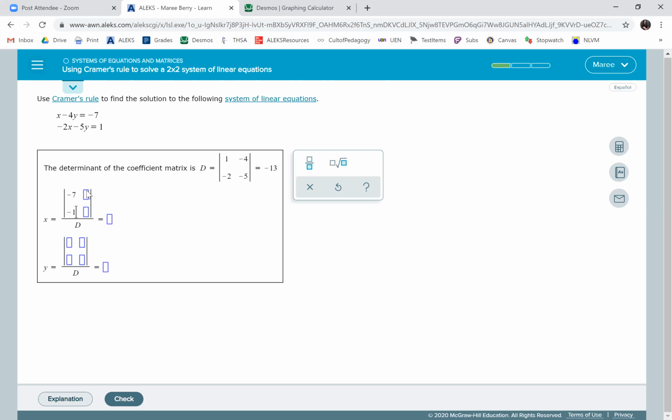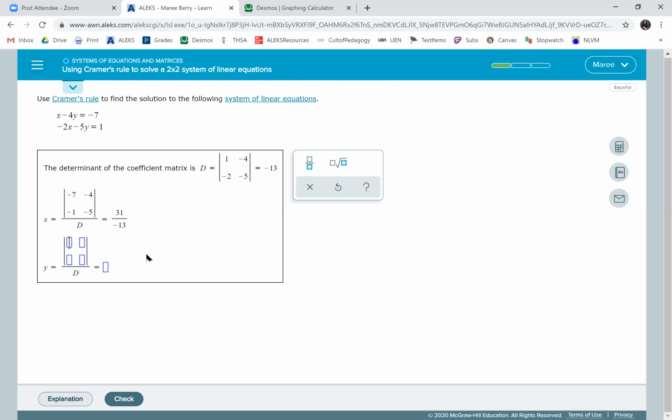were before, and we keep our second column the same, -4 and -5, and we multiply across, or we find the determinant of that matrix, and we get 35 minus 4 is +31, and then we divide that by -13. I can't reduce, so we'll leave that there.